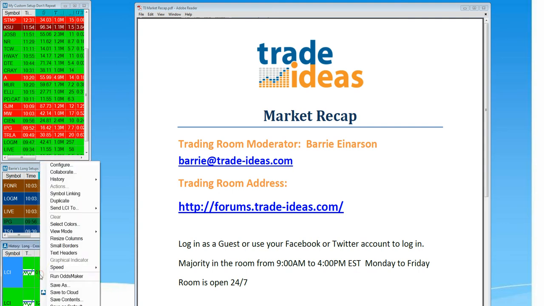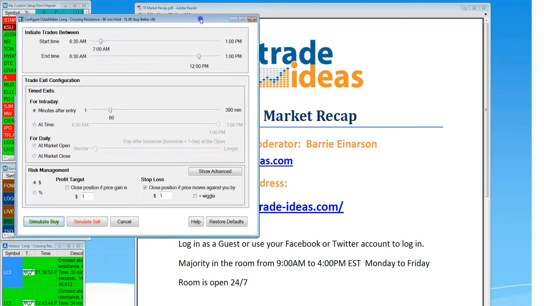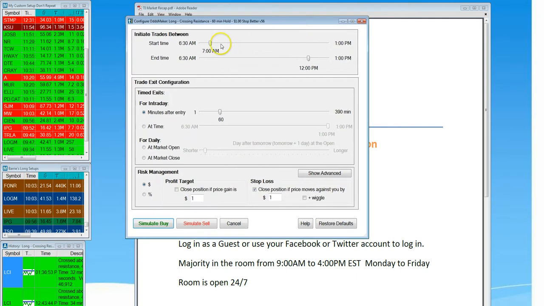This is a new one I'm starting to get into. It's simply in the window, I just right click and I go run odds maker. I have some settings in here where I'm going to take the trades from 7 in the morning, this is West Coast time, till noon. I'm going to hold the trade for 60 minutes and I'll get out if it moves against me by $1. This has all been optimized using the odds maker.